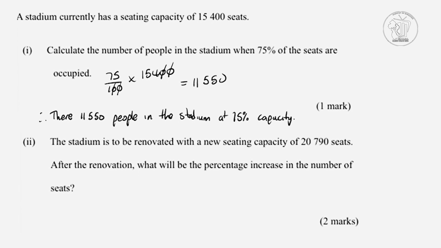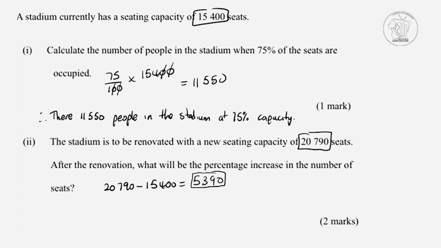Next one says, the stadium is to be renovated with new seating capacity of 20,790 seats. After renovation, what will be the percentage increase in the number of seats? So the percentage increase in the number of seats, so we now have, this will be the new seating capacity, and this was the old one, 15,400. So we find the difference between the two. So it will be 20,790 subtract 15,400. So this will give us a difference of 5,390. So this is the amount of increase in the seats.